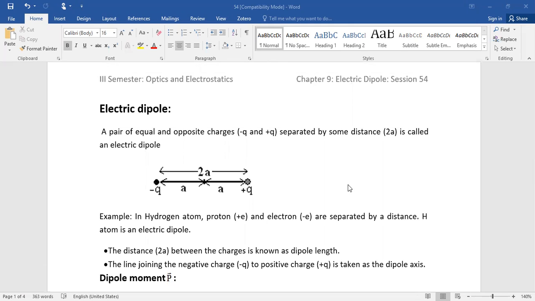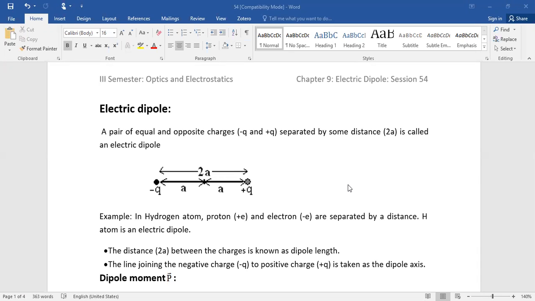You might have seen a bar magnet. A bar magnet consists of two poles, North Pole and South Pole, and these poles have some pole strengths. Poles are of equal strength and opposite nature, and they are separated by some distance. At the ends of the bar magnet, we have two poles of equal strength, separated by some distance.